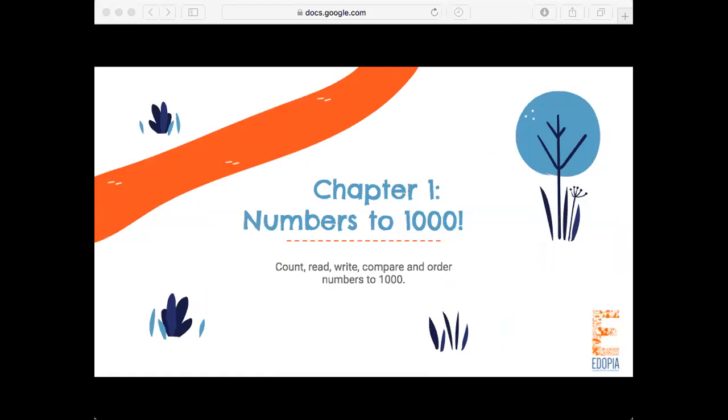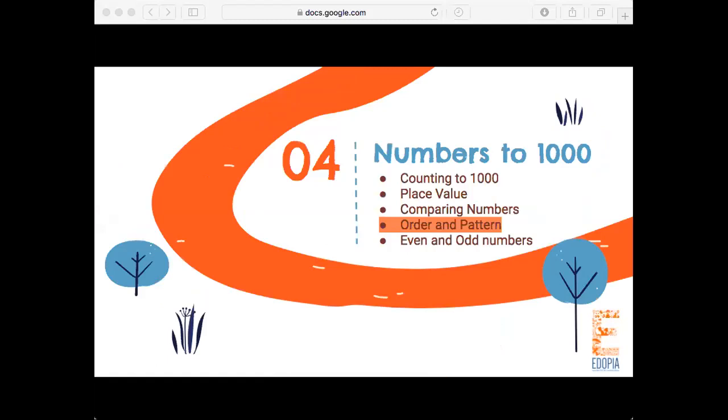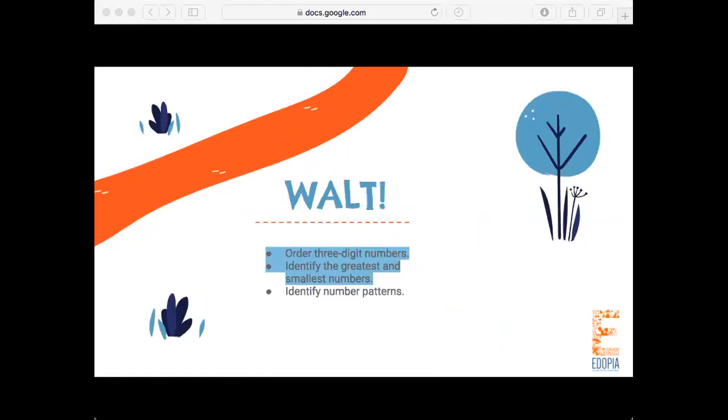Today we are going to continue with our first chapter, which is about numbers to 1000. This is going to be our fourth topic of this chapter, titled Order and Pattern. Okay, so what are we learning today? Under the topic of order and pattern, we are going to learn how to order three-digit numbers. Three-digit numbers comprise of the places ones, tens, and hundreds.